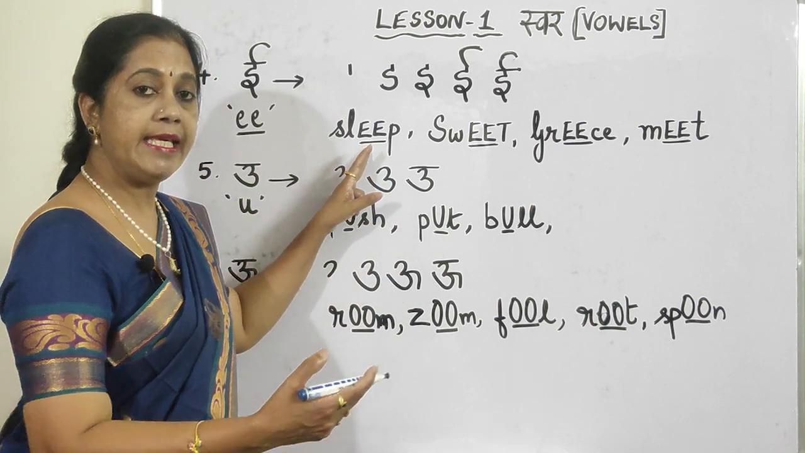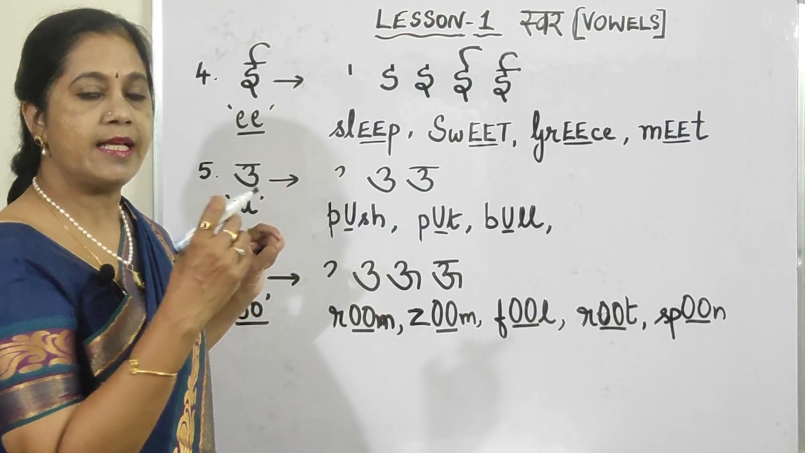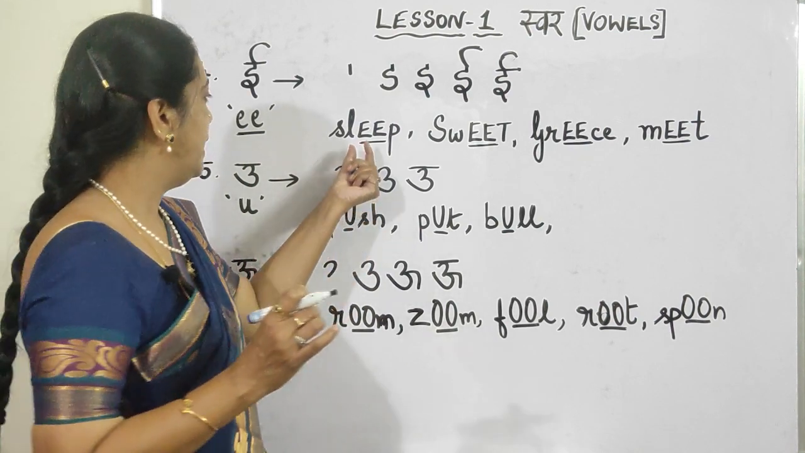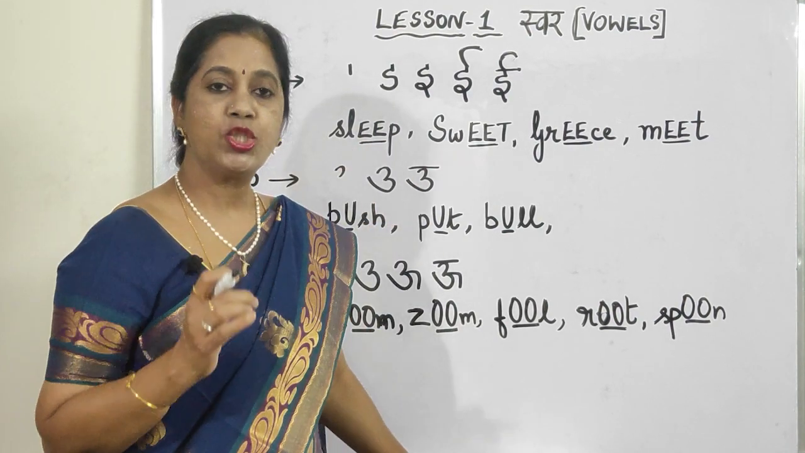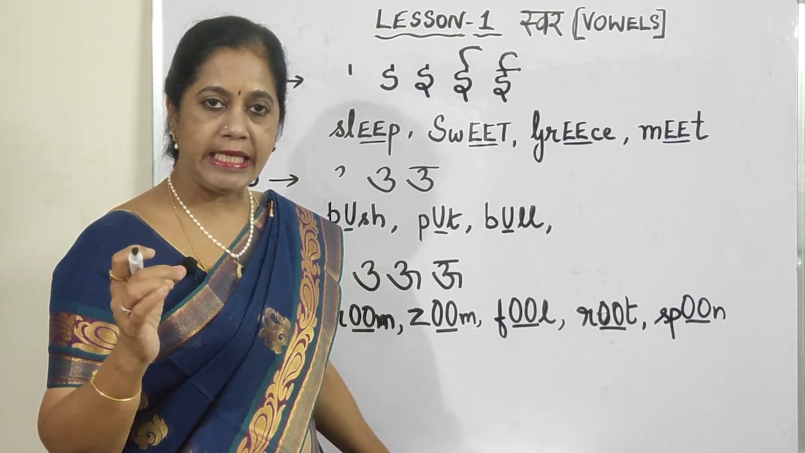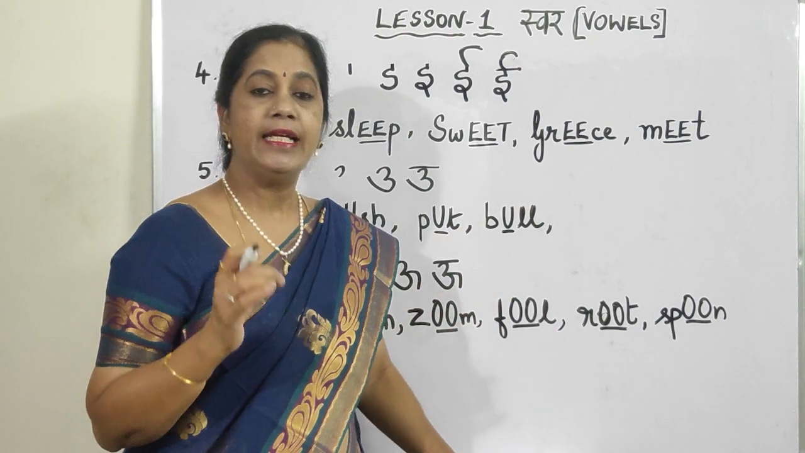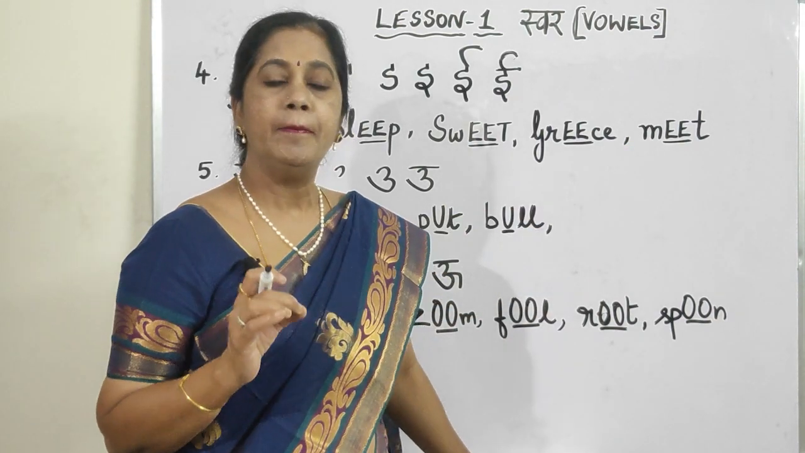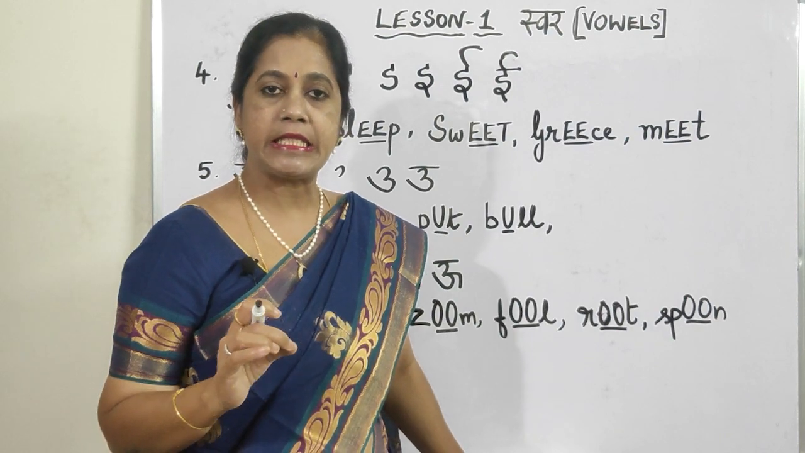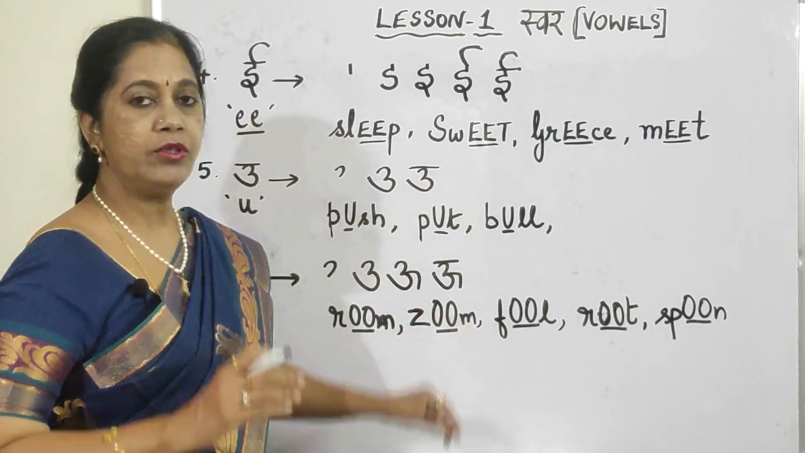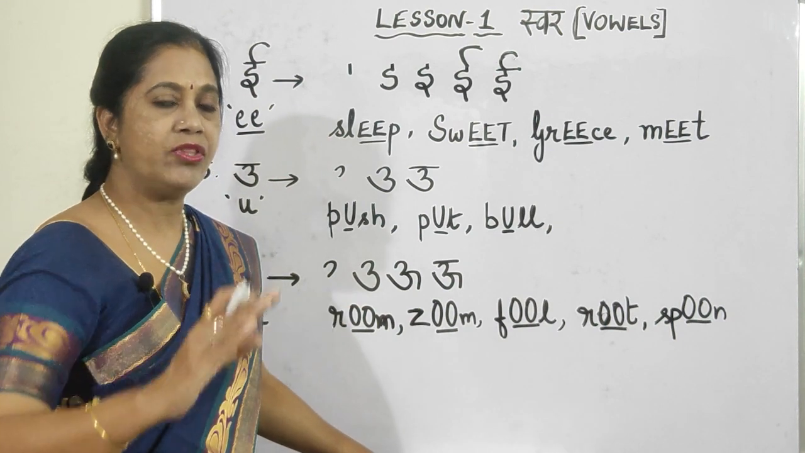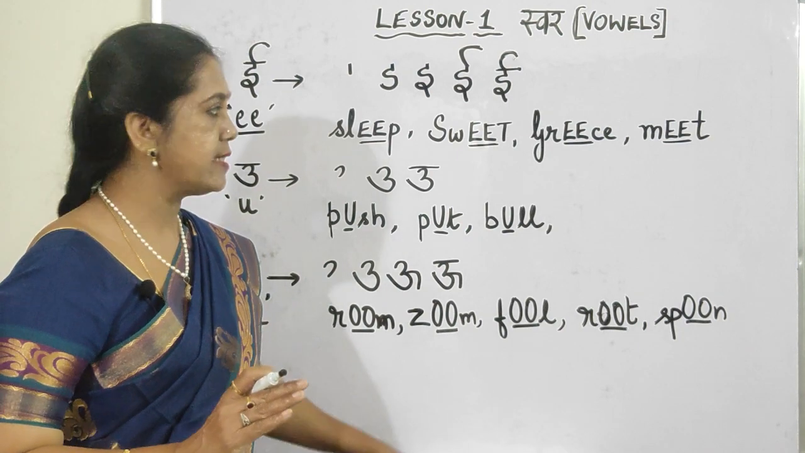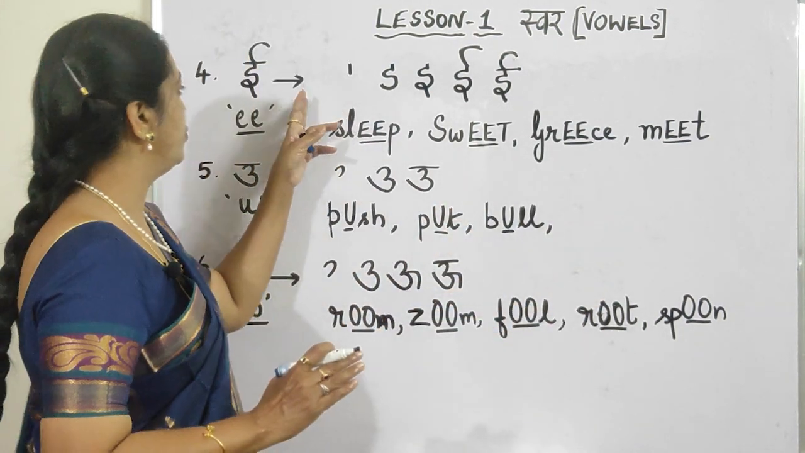Okay, sleep, sleep, E. See how I keep my mouth, you should see sleep. Okay, E is here, same way. Sweet, sweet. Okay, the next one, grease, grease. The next one, meat, meat. Now you see the sound, the center double E takes it lengthy. Sleep, sweet, grease, meat. Okay, now you know the sound.